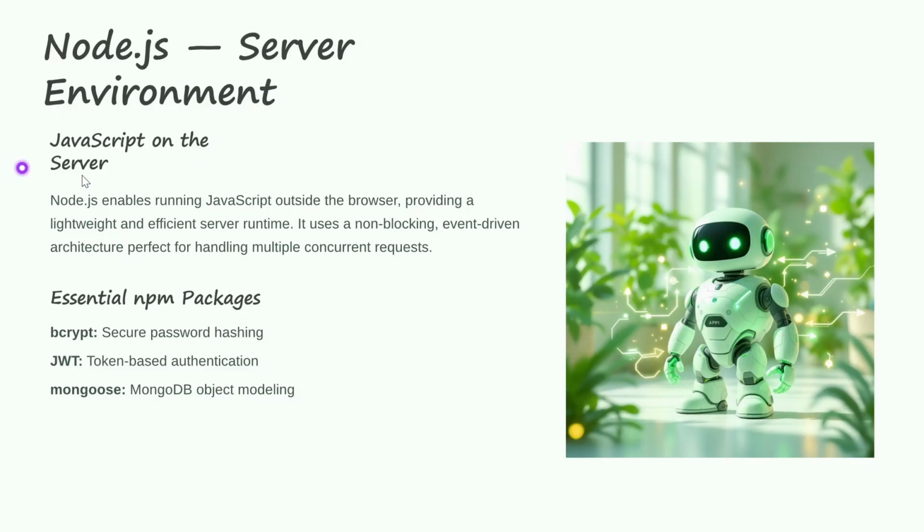There are a few essential npm packages such as bcrypt, which is used to securely hash user passwords before storing them in the database. And then we have JWT, JSON Web Token, which manages user sessions through token-based authentication, improving security and scalability. Also, we have Mongoose, which acts as a connector between Node.js and MongoDB, enabling schema creation, validation, and easy data queries.